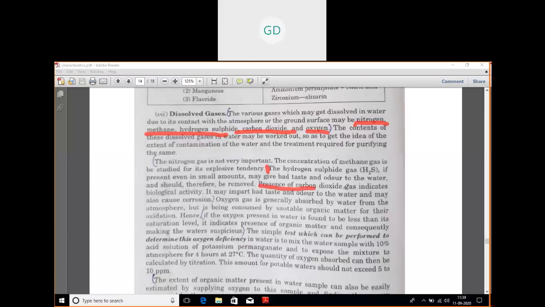Then, the presence of carbon dioxide gas indicates biological activity of the microorganisms present in the water. If biological activity is happening in the water, that will impart a bad taste and odor to the water, and it may also cause corrosion.